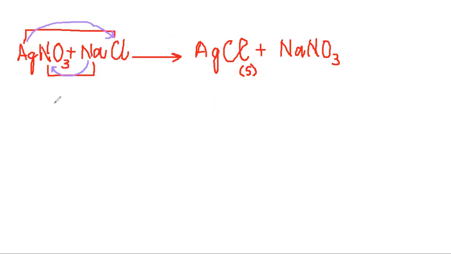Okay students, now how to write ionic equation and net ionic equation. Before writing ionic and net ionic equation, we have to find which compound is soluble or which is insoluble. AgNO3, it is soluble, so we shall write AQ. Aqueous solution, NaCl soluble in water, so it is also AQ. AgCl is insoluble, so it is S, solid. NaNO3 soluble in water, so it is AQ.